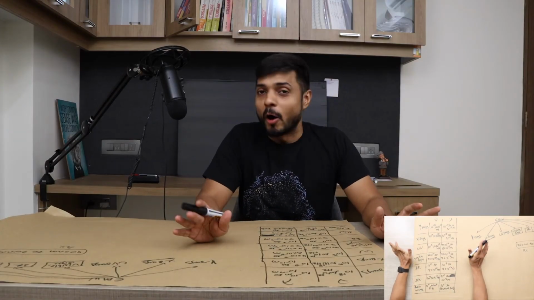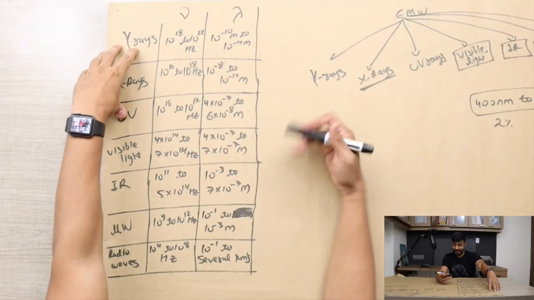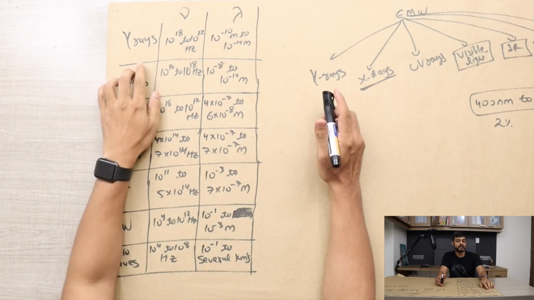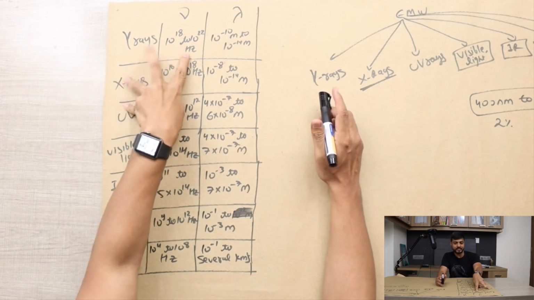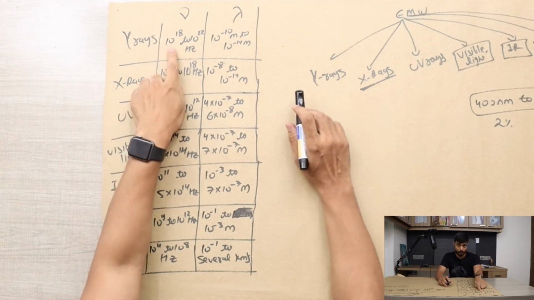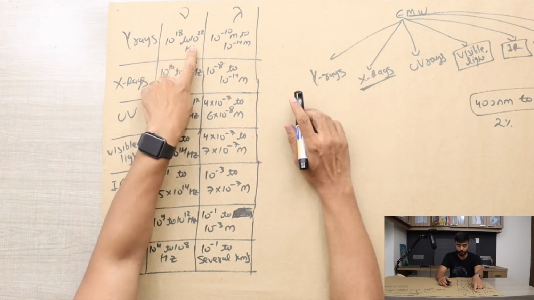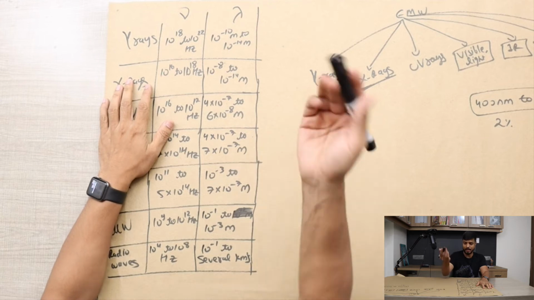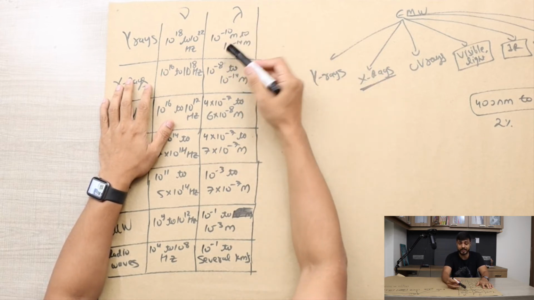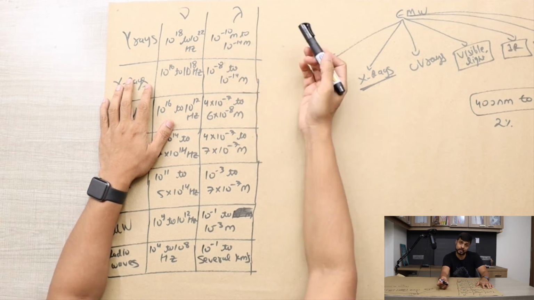So students, now we will discuss these waves in a little more detail. I will start my discussion with gamma rays. This is the range of their frequency, and this is the range of their wavelength. Their frequency lies between 10 to the power 18 and 10 to the power 22 hertz. And the wavelength lambda lies between 10 to the power minus 10 meter, that is 1 Angstrom, and 10 to the power minus 14 meter.